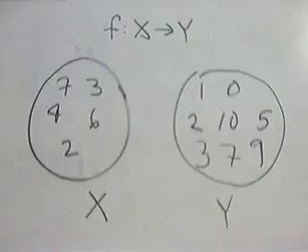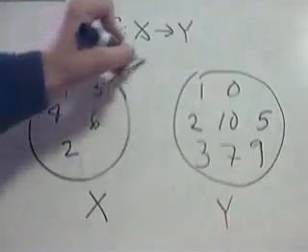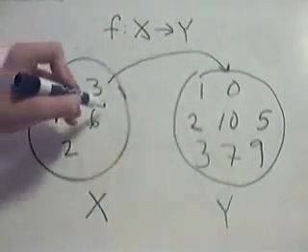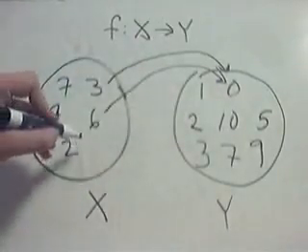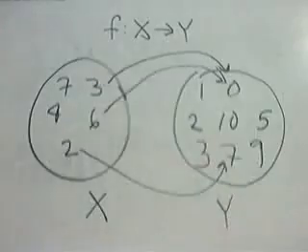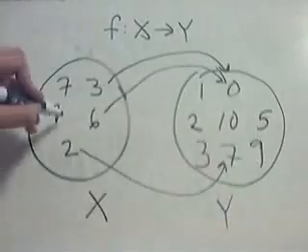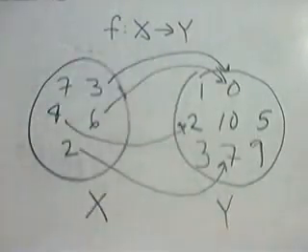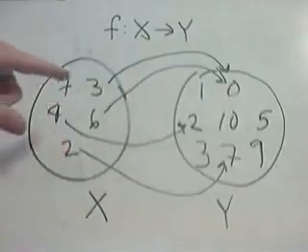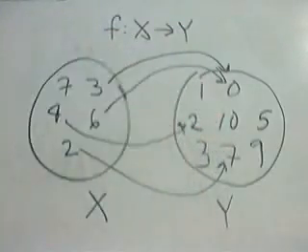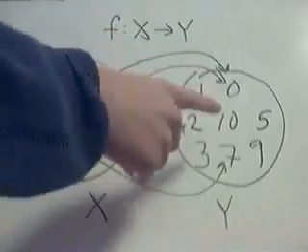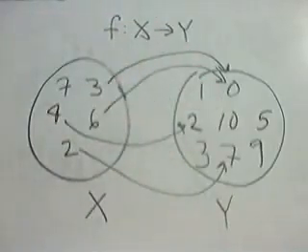And how are we going to define this function? Let's say it takes 3 to 0, and it takes 6 to 0. And we'll just indicate this with arrows. Maybe it takes 2 to 7, and maybe it takes 4 to 2. So here we've just defined a function. And we know it's a function because every element of the set x gets mapped to exactly one element of set y. If, for example, 3 got sent to 0 and 1, this would not be a function.